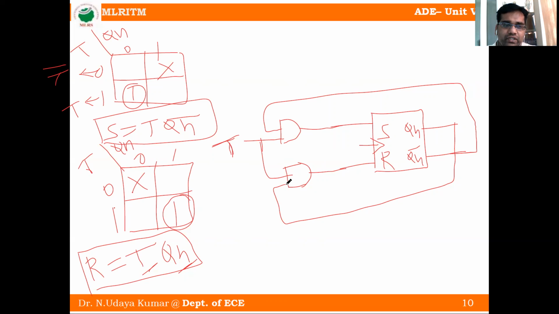Likewise, we will convert D flip-flop to T flip-flop, T flip-flop to D flip-flop, SR flip-flop to JK flip-flop, JK to SR, and JK to T. We convert based on our availability. For example, if an SR flip-flop is available and we want to use it as a JK flip-flop, then we will convert the SR flip-flop to a JK flip-flop. Okay, this is the conversion.